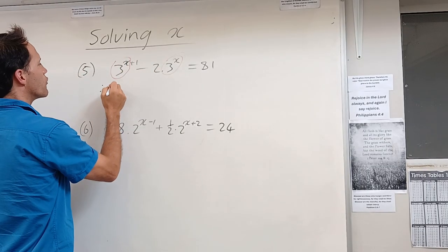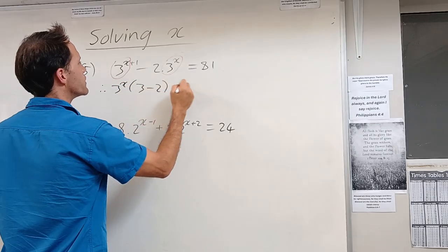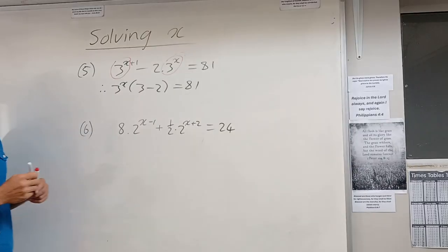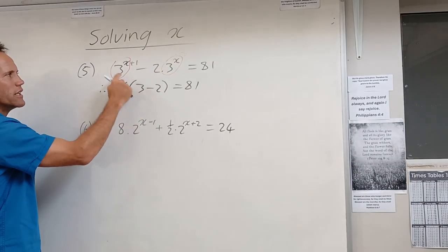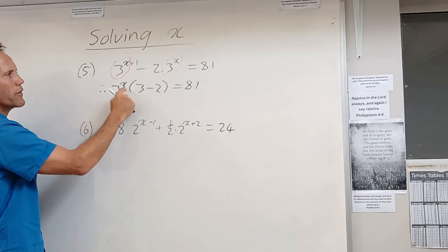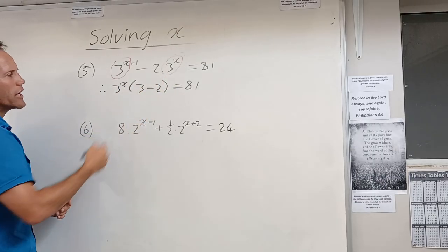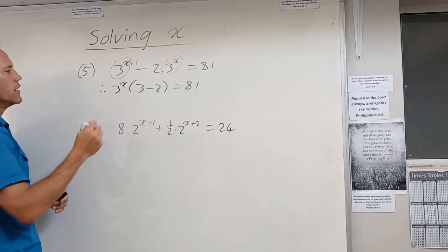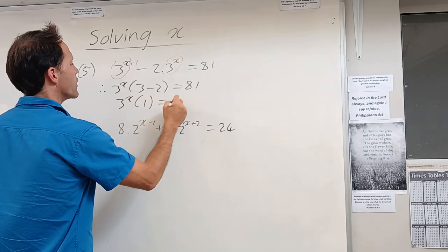So we can say therefore 3 to the power x, and then 3 minus 2, is equal to 81. You take out the common factor, 3 to the power x, and 3 to the power x times 3 gives you 3 to the power x plus 1, and 3 to the power x times negative 2 gives you this one. And now what's 3 minus 2? It's obviously 1. So you got 3 to the power x times 1 equal to 81.